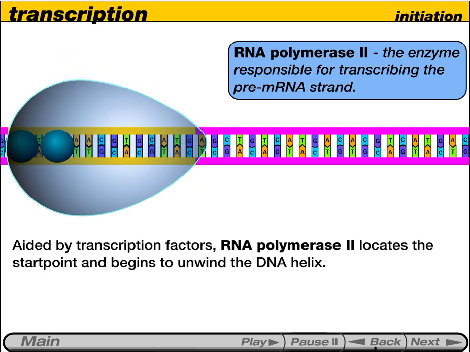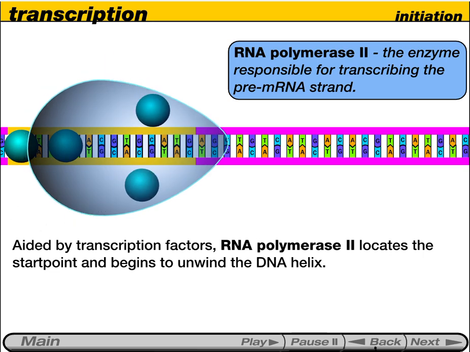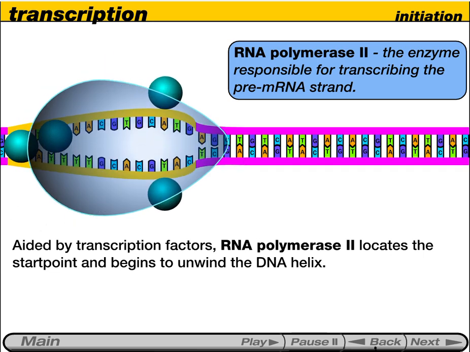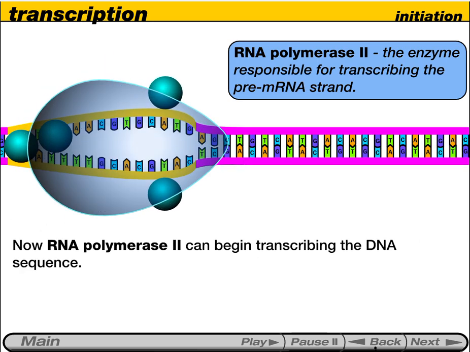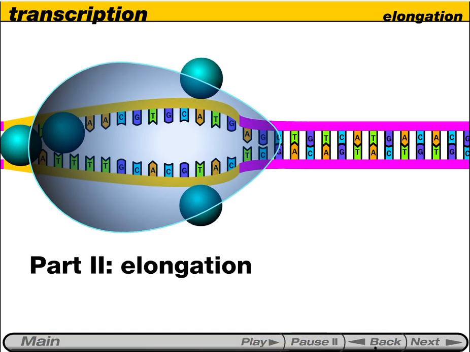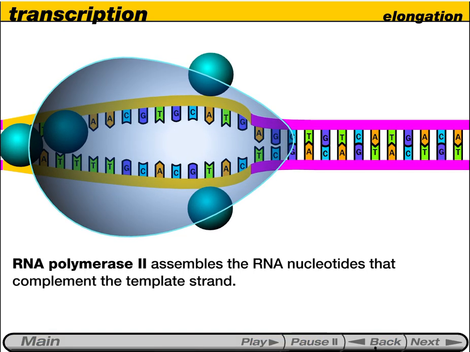Aided by transcription factors, RNA polymerase II locates the start point and begins to unwind the DNA helix. Now, RNA polymerase II can begin transcribing the DNA sequence. Part 2. Elongation. RNA polymerase II assembles the RNA nucleotides that complement the template strand.